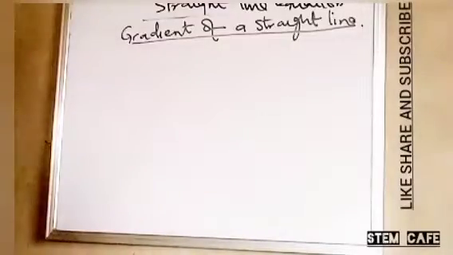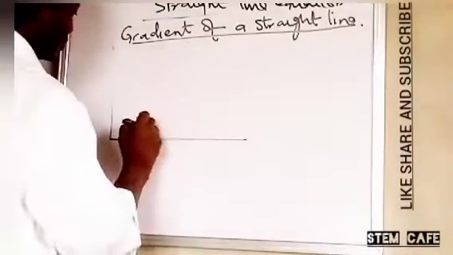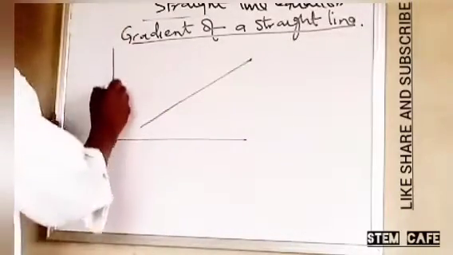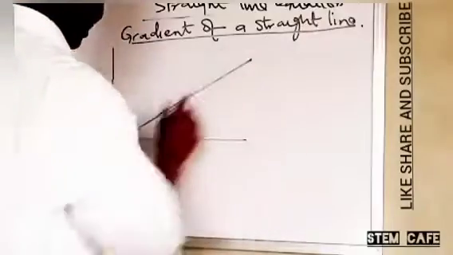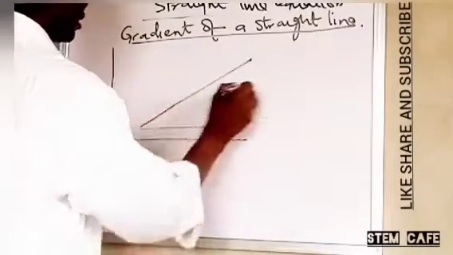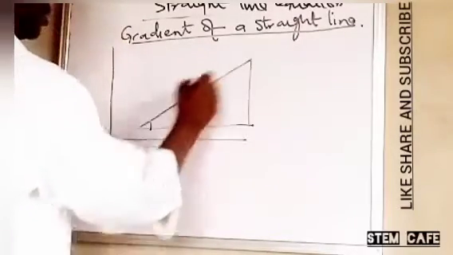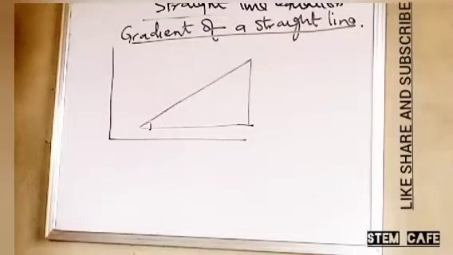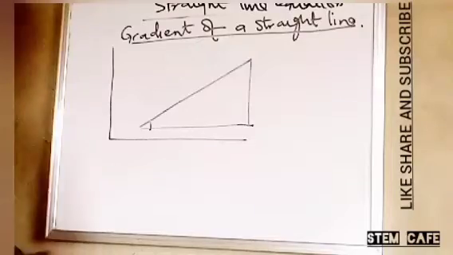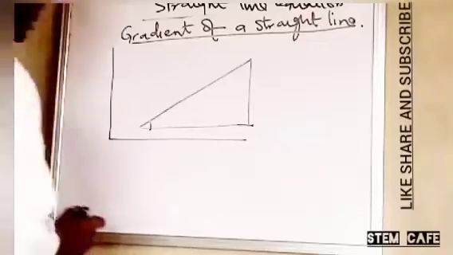Now talking about gradient of a straight line. We have a straight line like this. You can see that it's straight. And from our knowledge of trigonometry, we know that as it is going like this, the angle along like this, the ratio of this place to this place is constant throughout. So gradient of a straight line is constant all through. Gradient of a straight line is constant. Now, what do we mean by gradient?